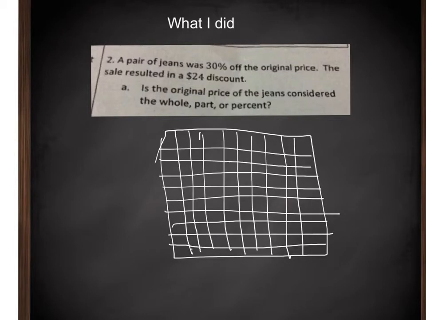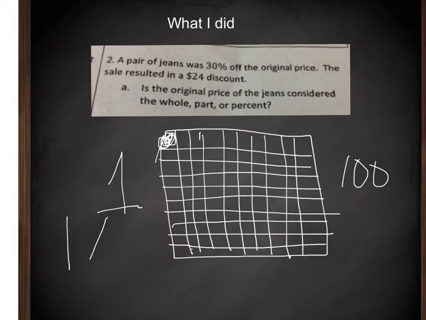Another example is like this one. I will shade in just one of these boxes. So the whole is 100 because there are 100 boxes. The part is what I shaded in, which is 1. And the percent is how much I shaded in as a percent. That will be 1%.